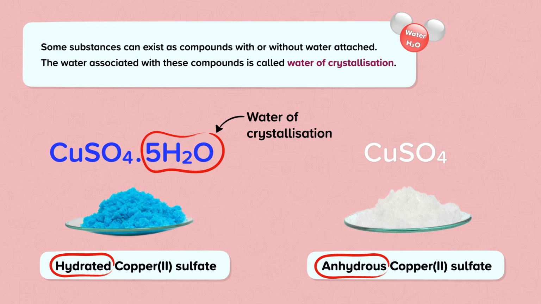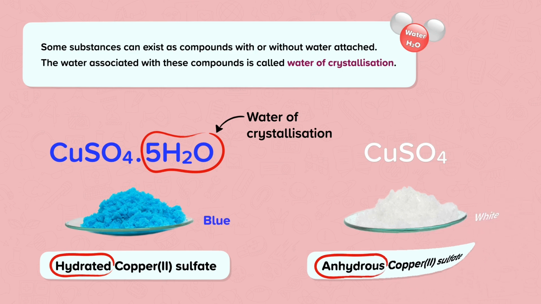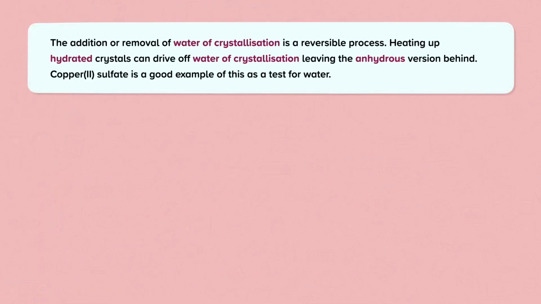In many cases, the addition of water of crystallization also changes the colour of the substance. For example, hydrated copper sulfate is blue, whereas anhydrous copper sulfate is white. The addition or removal of water of crystallization is a reversible process. Heating up hydrated crystals can drive off water of crystallization, leaving behind the anhydrous version.